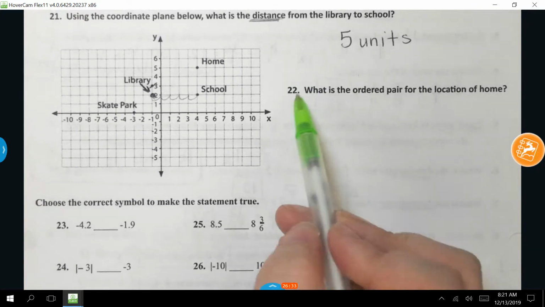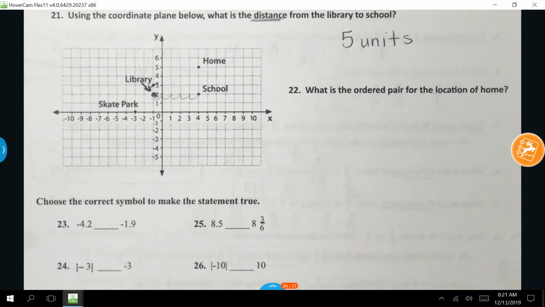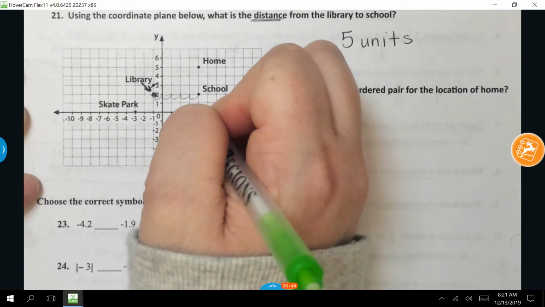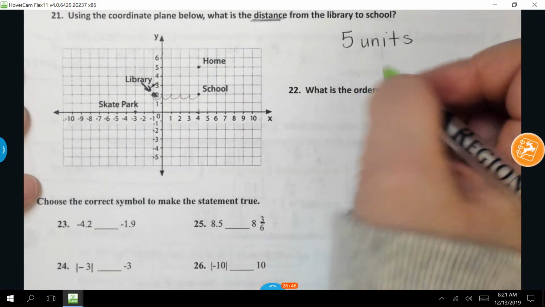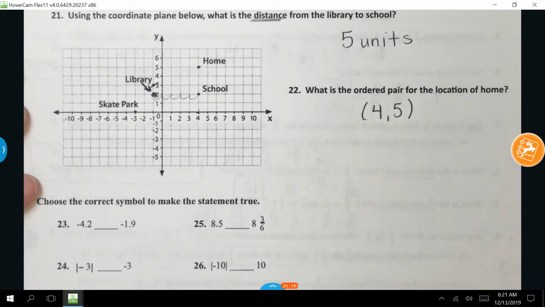All right, number 22, what is the ordered pair for the location of home? What is my ordered pair for the location of home? 4 is my X and 5. So I'm going to put 4, 5, make sure it's in parentheses.